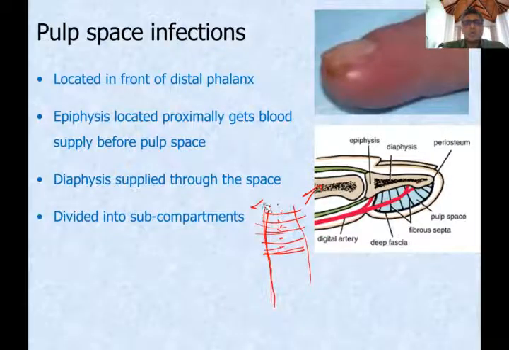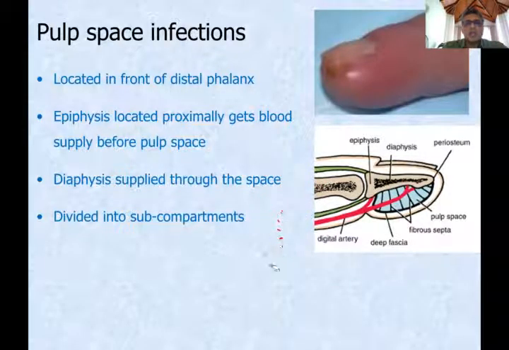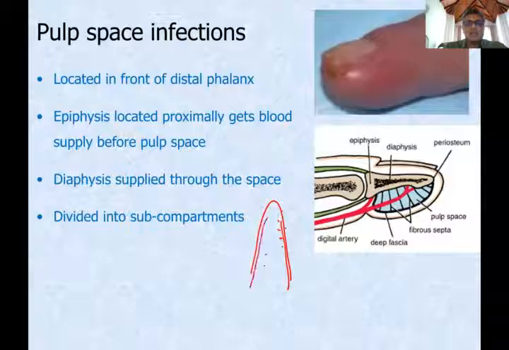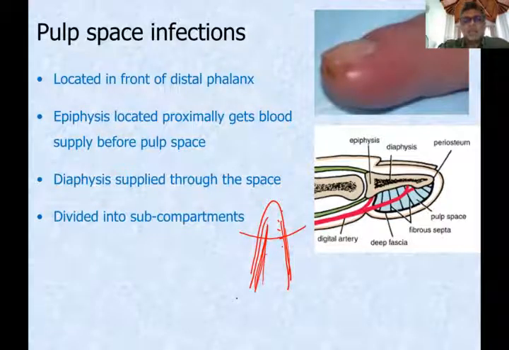So to avoid that, if the finger is like this, you cut along the long axis of the finger, and then you open it up and remove the pus from there. The other advantage of cutting along the long axis is that, since the digital vessels are there, if you cut in the other direction, you will definitely cut them. If you cut along the long axis, you are cutting parallel to the long axis of the vessels.